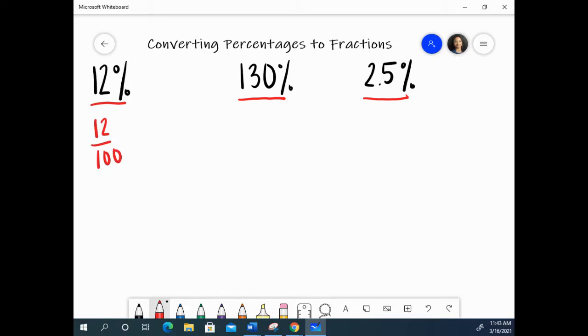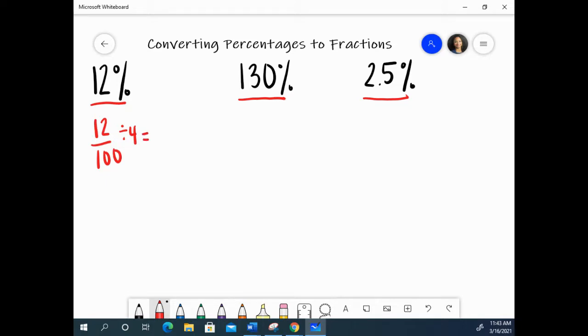Now, when I look at this, it can be reduced. So I'm thinking of what's the greatest common factor that can go into 12 and 100. I know a lot of you would probably say 2. However, there is a larger number that can go into 12 and 100, and that number would be 4. So I'm going to divide the numerator and denominator by 4.